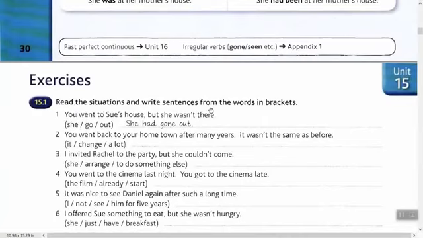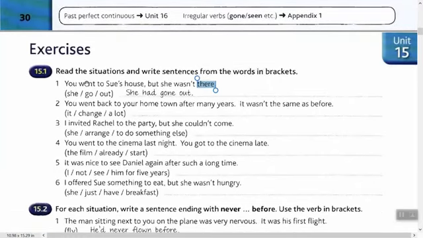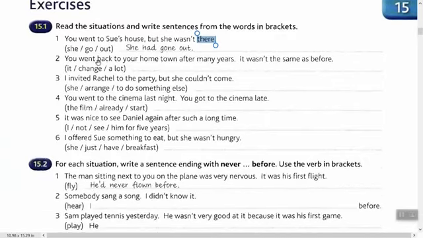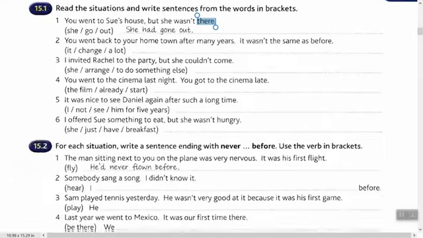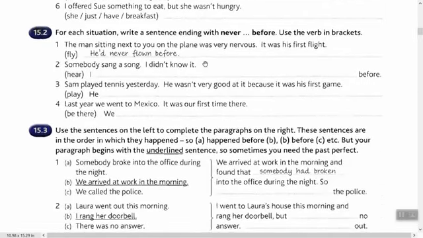See here in the past. Read the situation and write the sentence. You went to Sue's house. You see, you went to Sue's house, but she wasn't there, in the past. Only when it changed, you put it here in the present, it becomes present perfect. You went in the past. I invited Rasha to the party, but she couldn't come. See? Etc. You can put here never before.